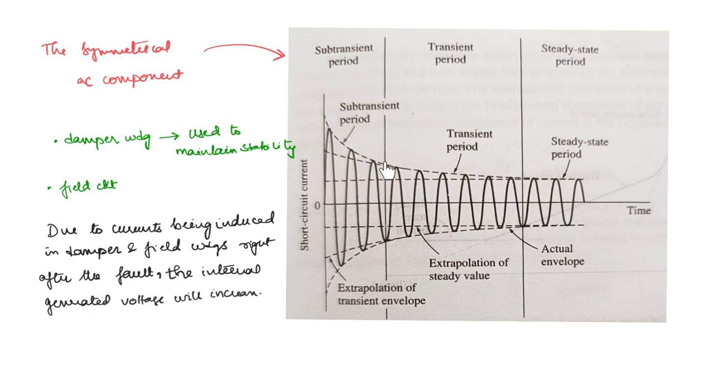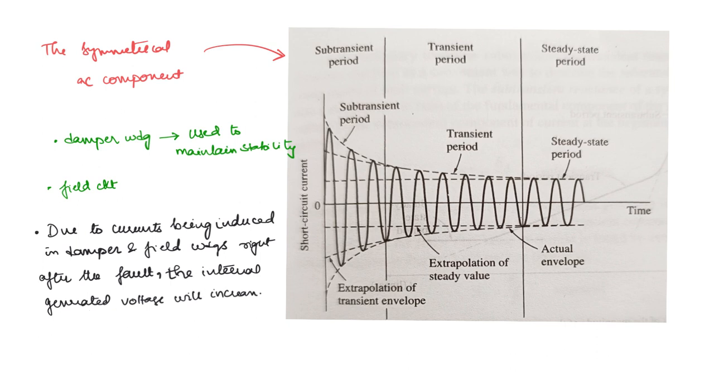Okay. So at this subtransient to transient period, only the field current is going to be present. So the internal generated voltage will still be high, but not as high as it was when the damper winding current was also present. And by the time it is going to the steady state period, the current in the field winding is also decaying. So why are the currents in the damper and field winding decaying? Because it is a transient. The induced current is happening because of a transient, and a transient will die out with time, right? So you can write down, this is the first point: due to currents being induced in damper and field windings right after the fault, the internal generated voltage will increase.